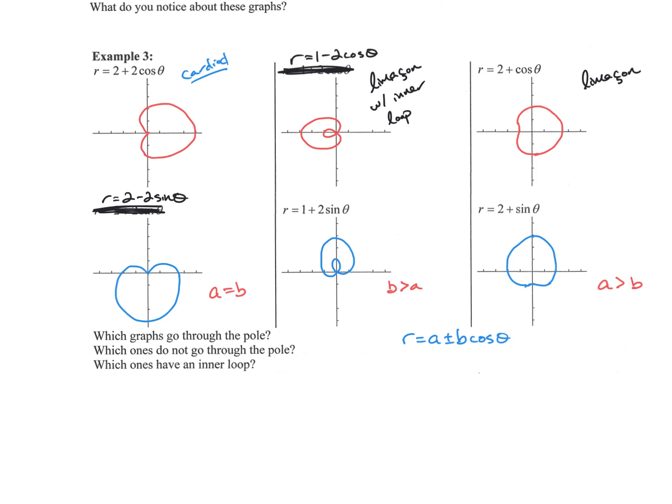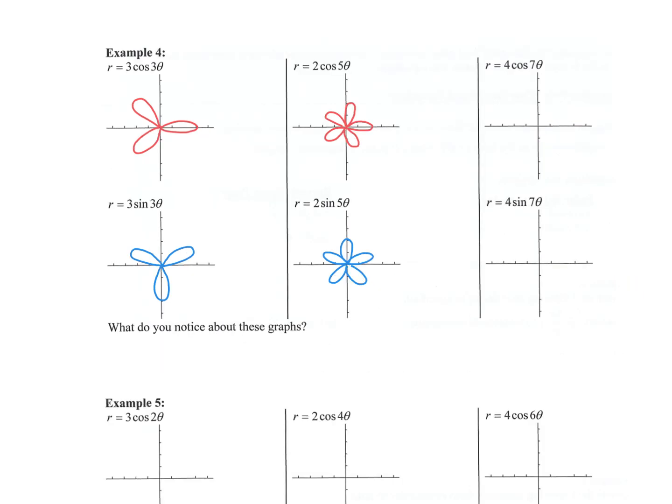All right. So the origin in a polar model is called a pole. All right? So these are called the pole. Which ones are allowed on the pole? The cardioids and the limacons with inner loops. Which ones are not allowed on the pole? Just the limacons.